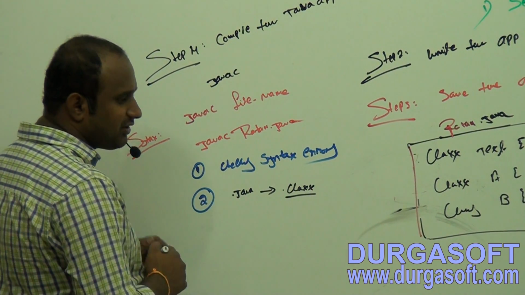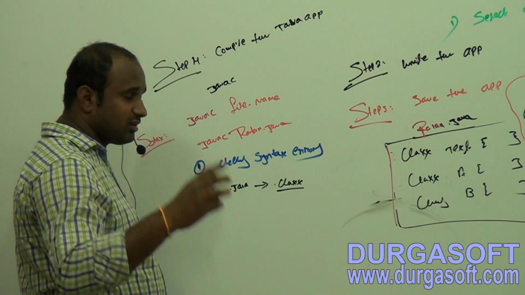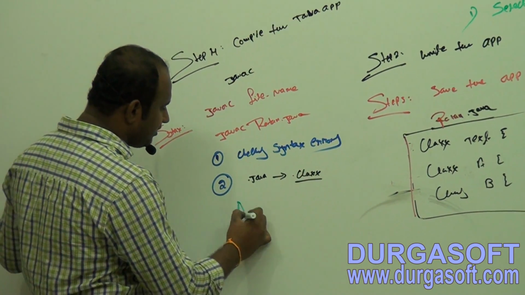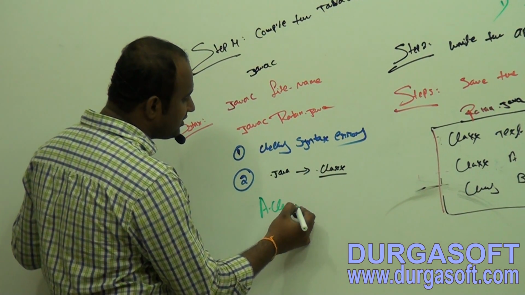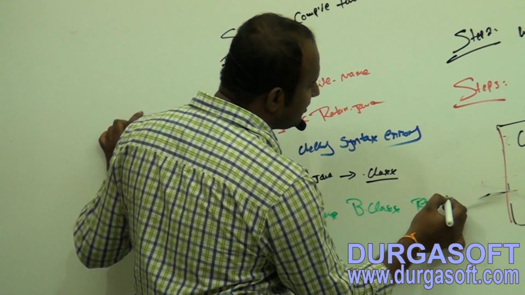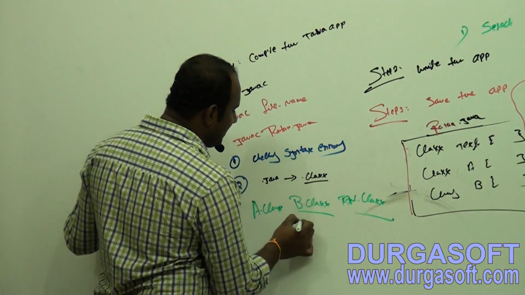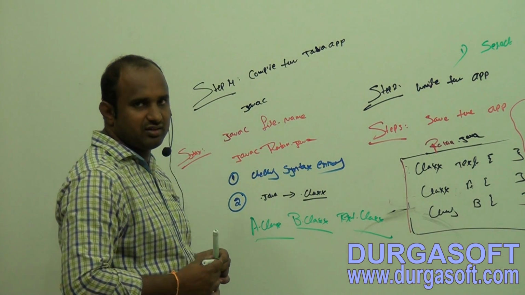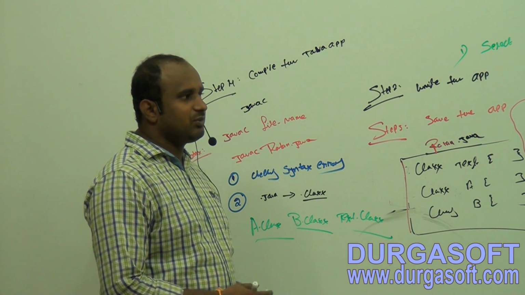Tell me, after compilation, in total how many classes are generated here? Three classes. What are the three classes? A .class file is generated, B .class file is generated, and the last file, Test .class file. Total three classes are generated. That is your compilation process.